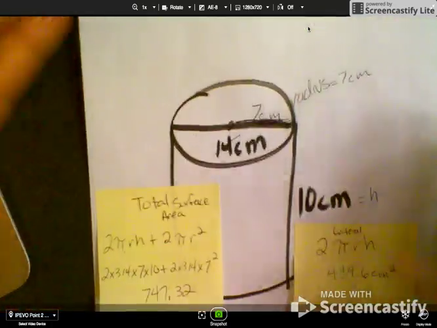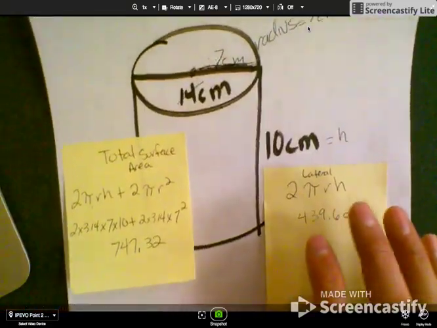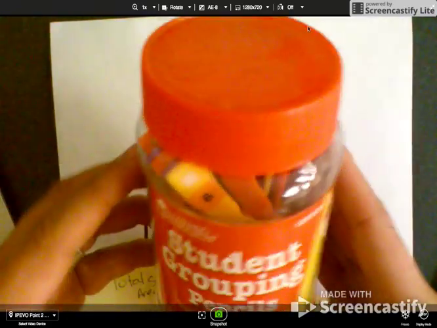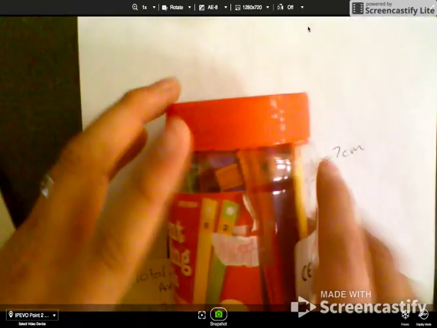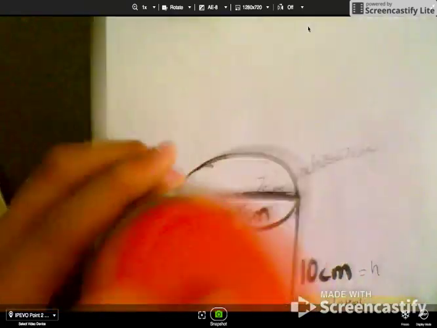Okay. This is how you find the lateral and total surface area. Now, what that means is, if you take a look at this cylinder here, lateral means I'm just covering this side right here, kind of where they put the label. So lateral would just be the side. It's between the two bases. So total surface area means I'm painting this whole thing.